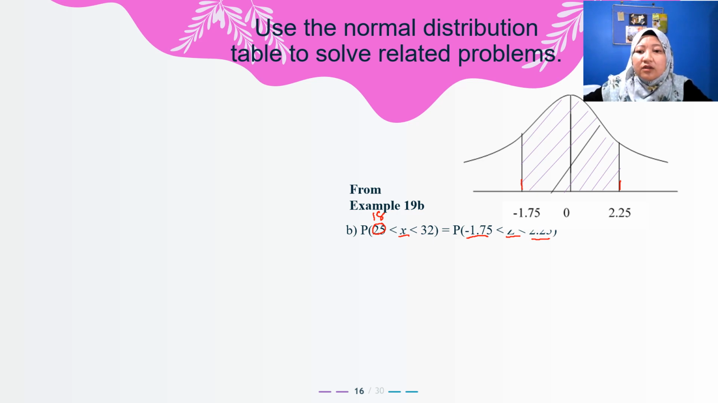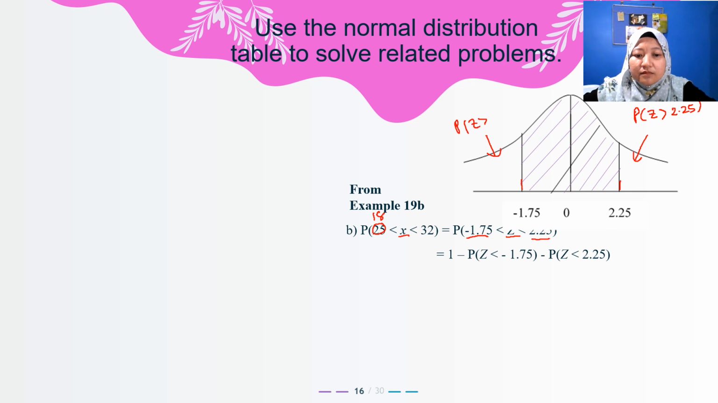Okay, we know that the total area under this bell shape is equal to 1. So 1, okay, total area is 1 minus this area. This one is probability Z greater than 2.25. Okay, this area is probability Z less than negative 1.75.